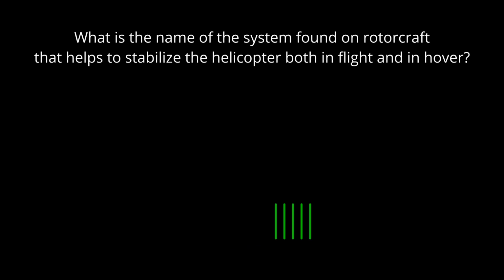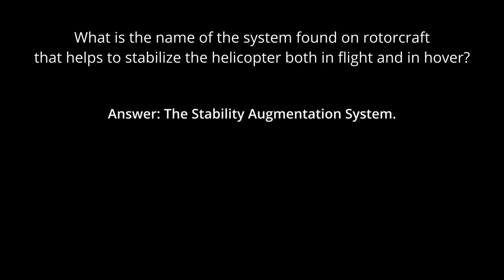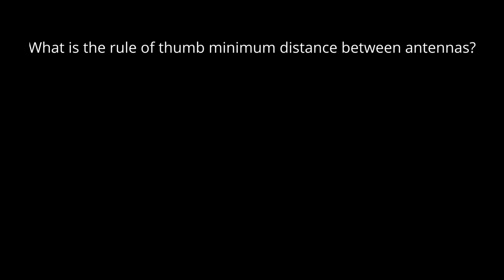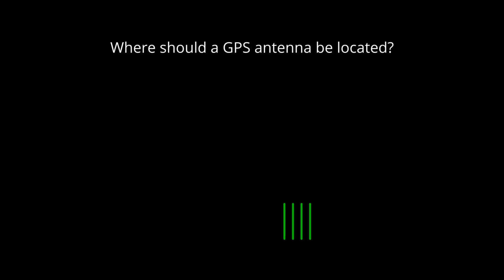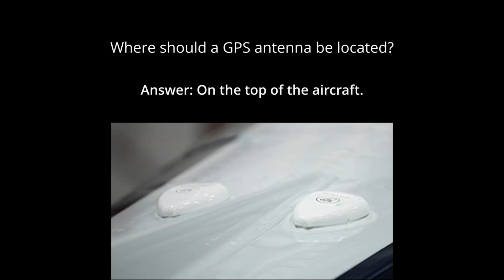What is the name of the system found on the rotorcraft that helps to stabilize the helicopter both in flight and in hover? It's a stability augmentation system. What is the rule of thumb minimum distance between antennas? 36 inches. Where should a GPS antenna be located? On the top of the aircraft.